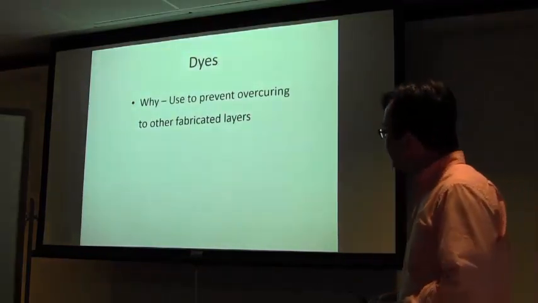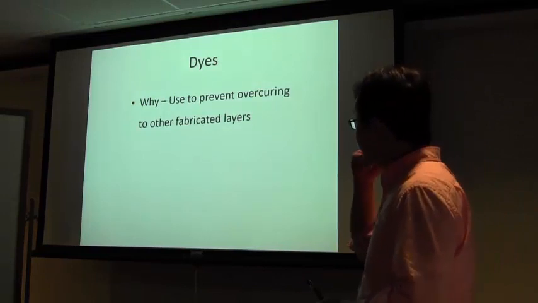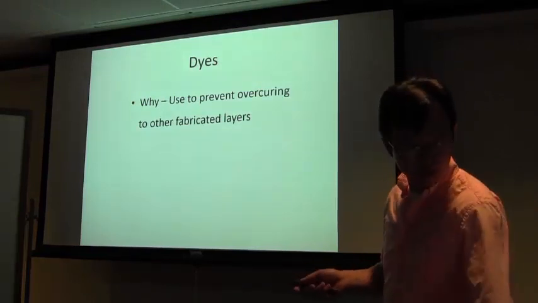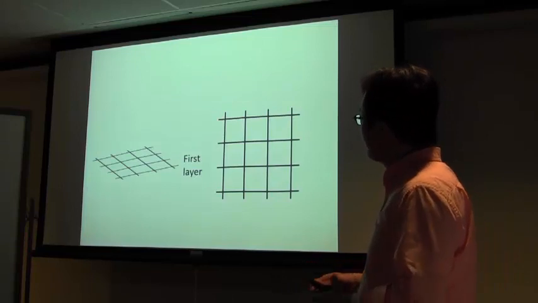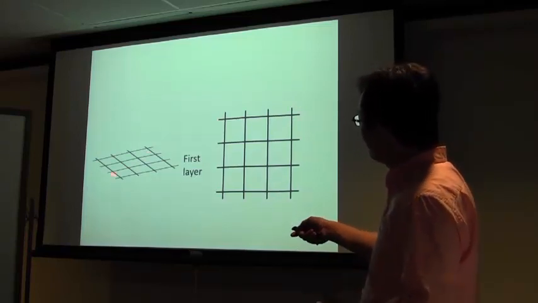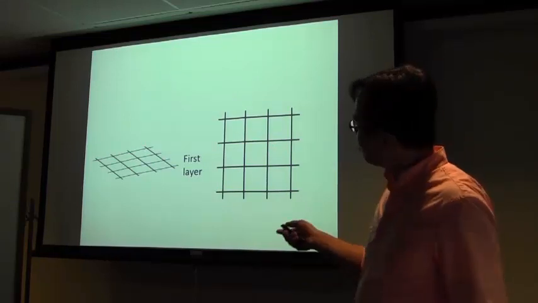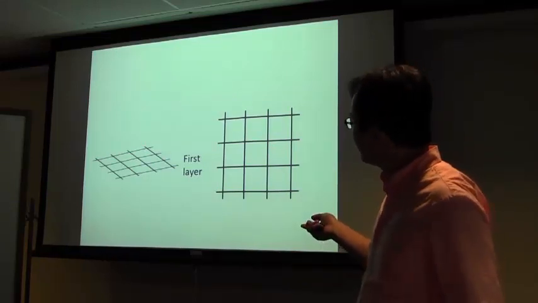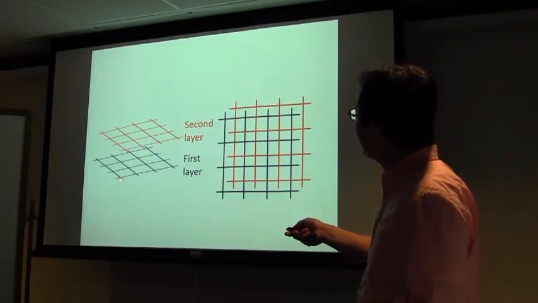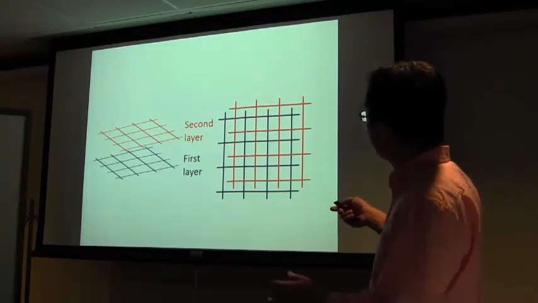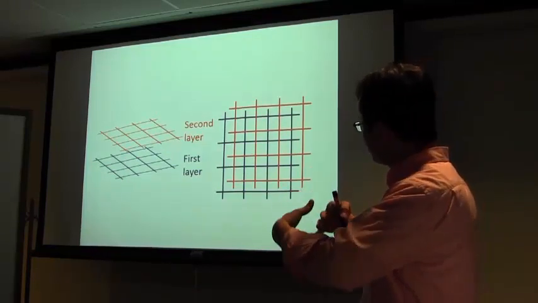And also the dye. So why do we need a dye? I use a cartoon to show it. For example, you try to print something like this. This is a 3D view, and this is a top view. Once you print the first layer, you want to print the second layer, right? The second layer goes on top of the first, and this is the top view. There should be some connection between the two groups.